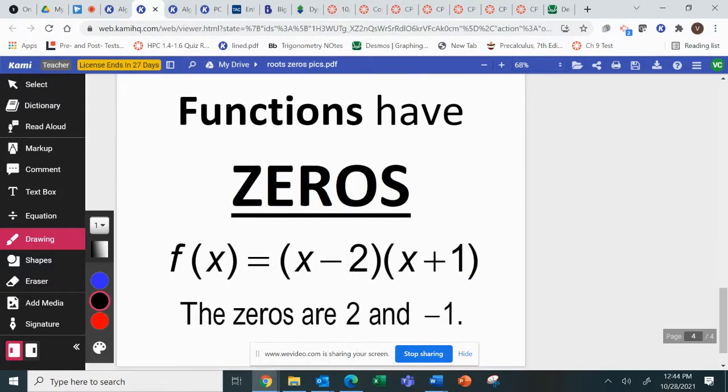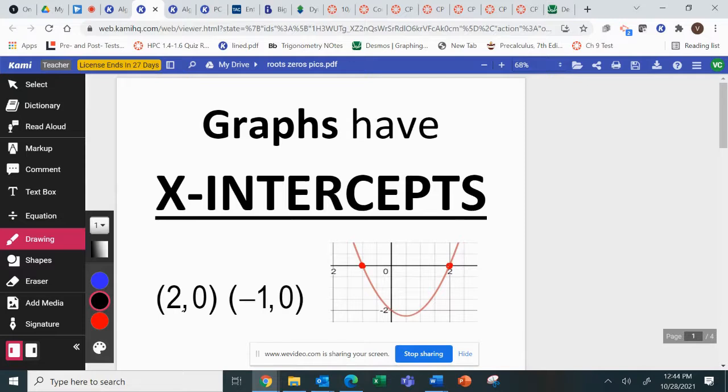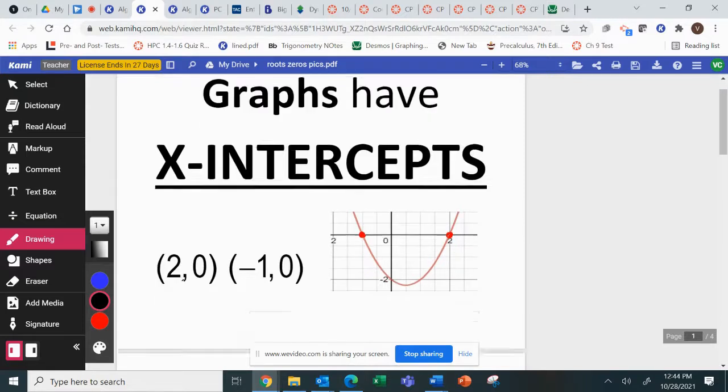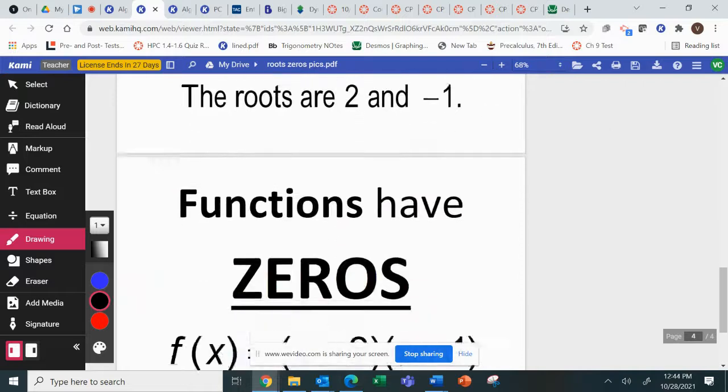And then the last one is functions have zeros. So you see this one is a function. It has f of x in it. It could be y equals. But in this function, the values that I would plug in that would make the function equal to 0 would be 2 and -1. Those are the zeros. You see that's the same answer as the ones above it. It's just we're answering different questions because their original is starting just slightly different.